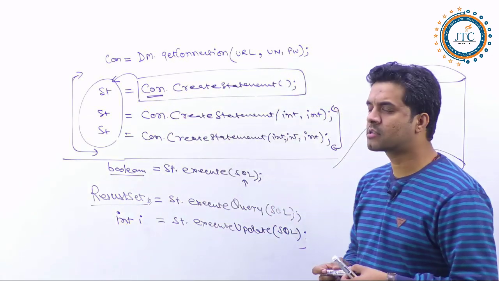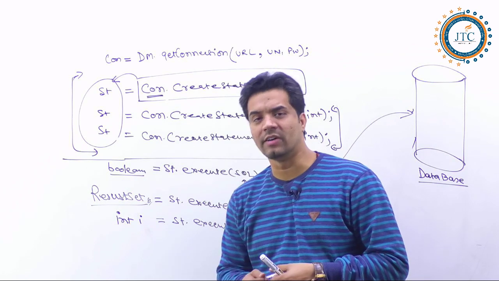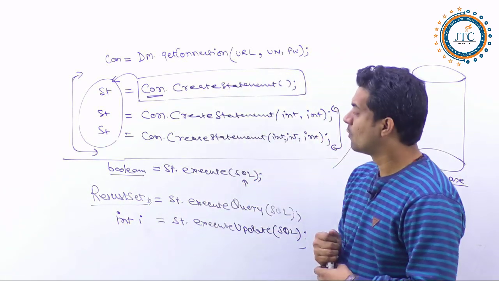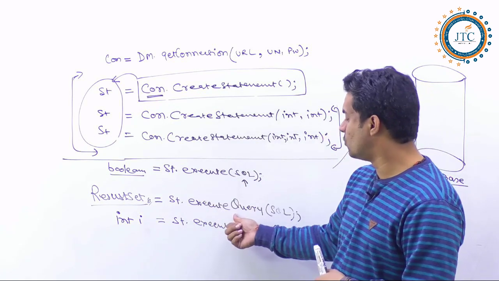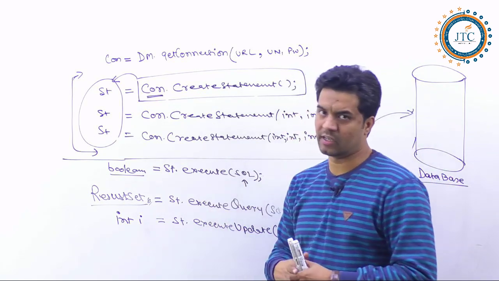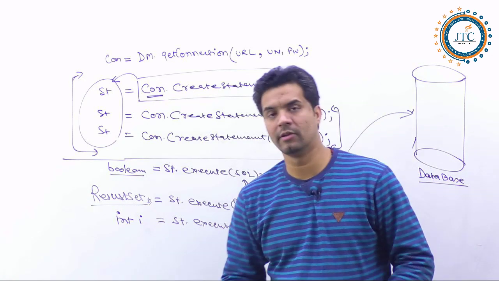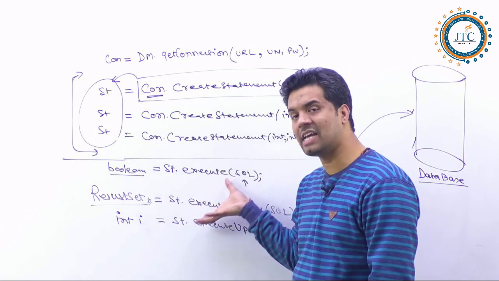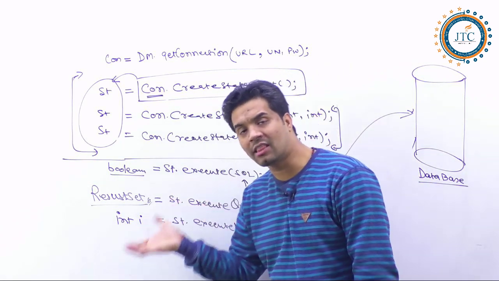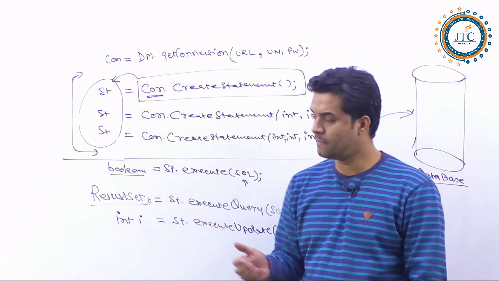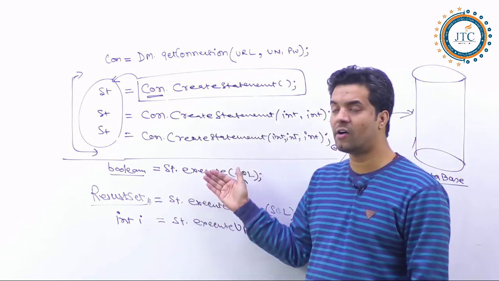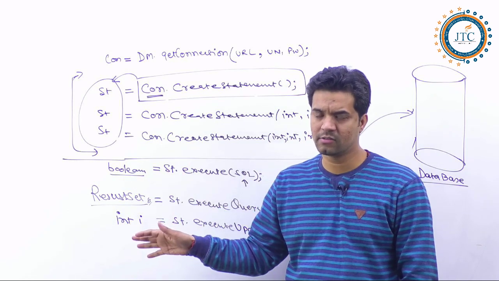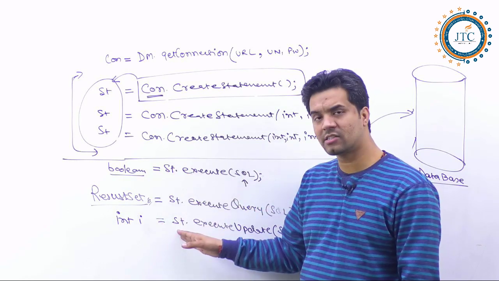Fine. This create statement method is available inside the connection interface. Next, where are the execute query and execute update methods available? Where exactly are these different methods available in our program? These methods are available inside the statement type of object, or the statement interface.